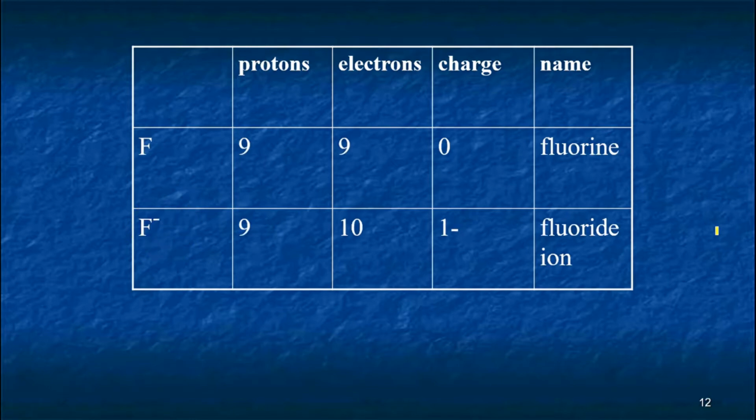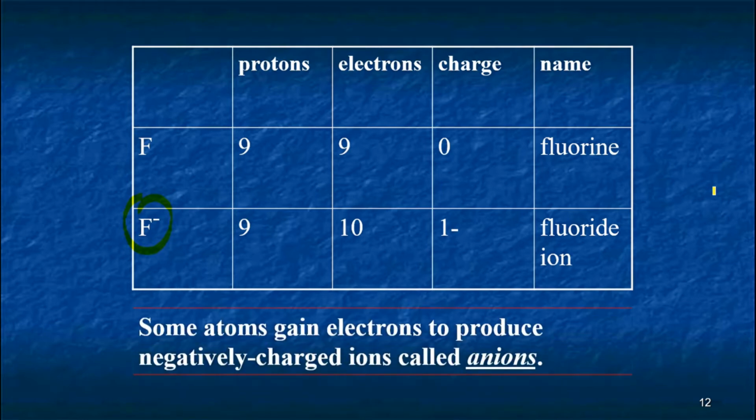We can also have negatively charged ions. Fluorine, atomic number 9, would have 9 protons and 9 electrons for a 0 net charge, but the corresponding ion actually has 10 electrons for a net charge of -1, and we call this the fluoride ion, and we represent it with a superscript above the atomic symbol of a negative sign. Atoms that gain electrons to produce negatively charged ions, these ions are called anions.